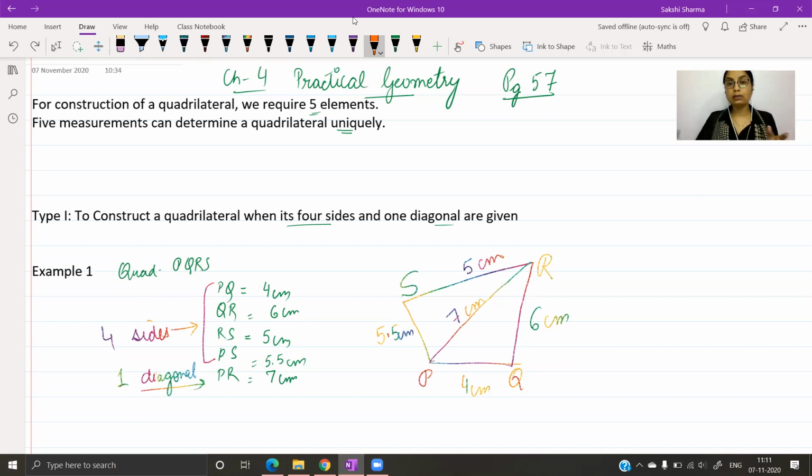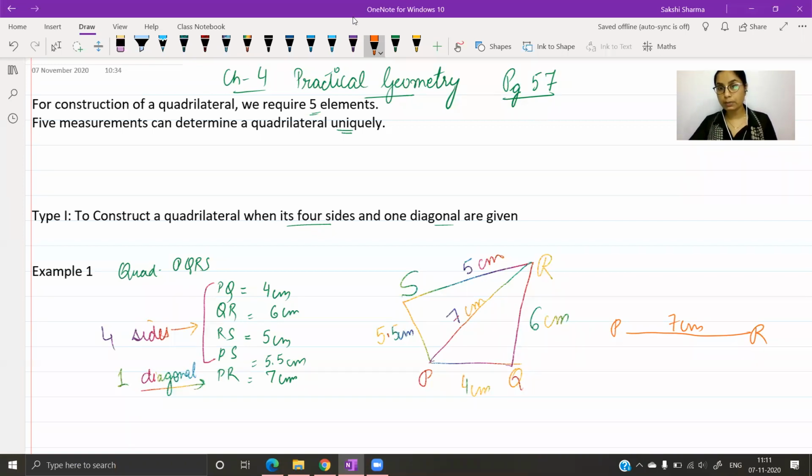तो वैसे तो हमारी जो rough sketch बनता है वो इस तरह से बनता है, हम इसको modify कर रहे हैं so that मैं construction भी वैसे ही करूं जैसे मेरा rough sketch है. So I would like to keep the diagonal horizontal, the diagonal PR, which is 7 centimeters. I'm going to keep it horizontal, और एक triangle बनाना है इसके ऊपर और एक triangle बनाना है इसके नीचे.